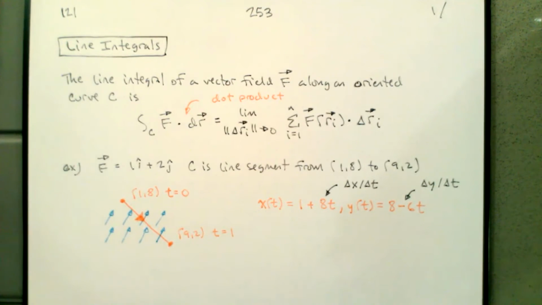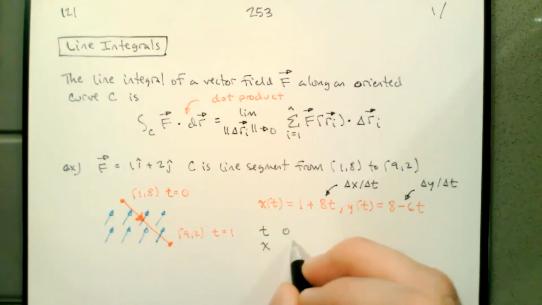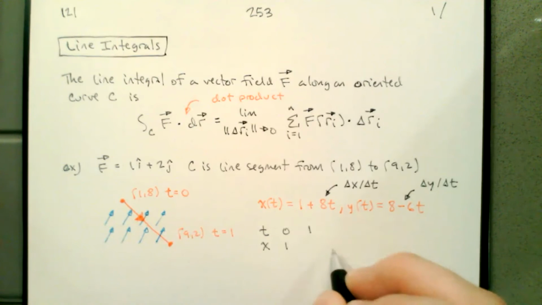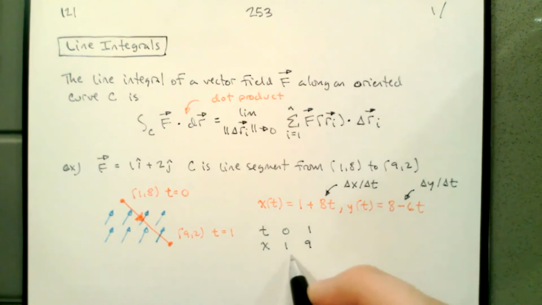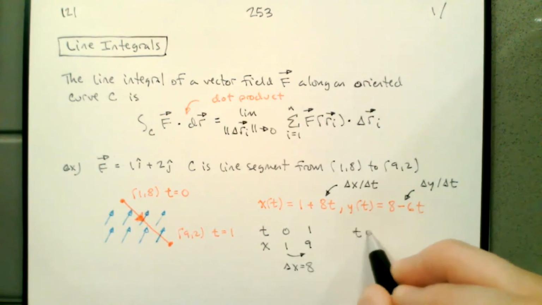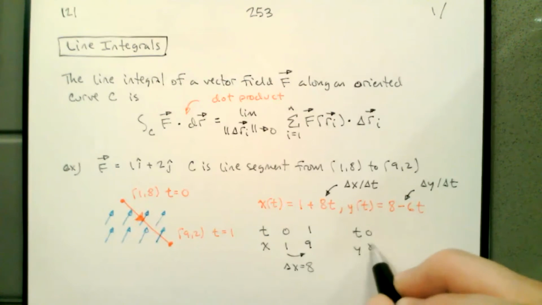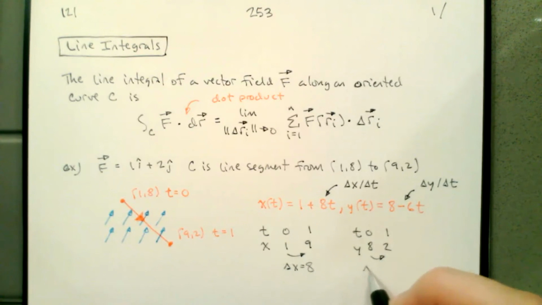So remember the function that we're dealing with. The input is going to be t and the output is x. When t is equal to 0, x is equal to 1. And when t is equal to 1, x was equal to 9. So the delta x is 8 over a delta t of 1. And then for y, when t is equal to 0, y is equal to 8. And when t is equal to 1, y is equal to 2. So the delta y is negative 6.